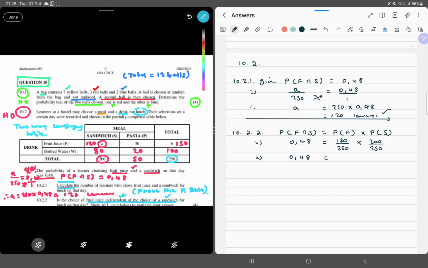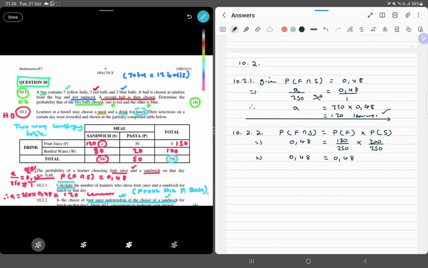150 divided by 250, times 200 divided by 250. The answer is, voila, 0.48. So that means the probability of a fruit drink and a sandwich is essentially equal to the probability of just fruit juice choice multiplied by the probability of a sandwich choice.